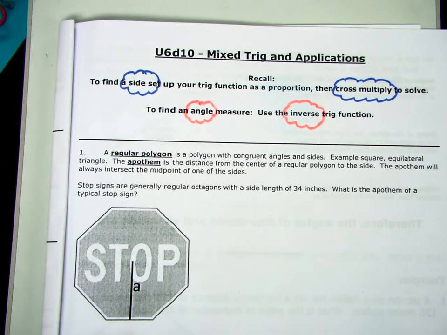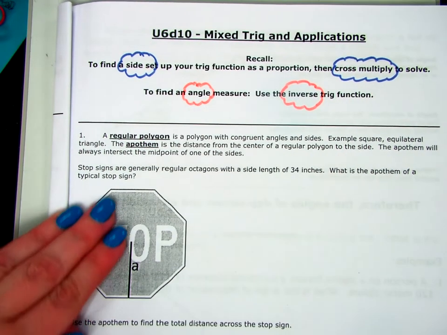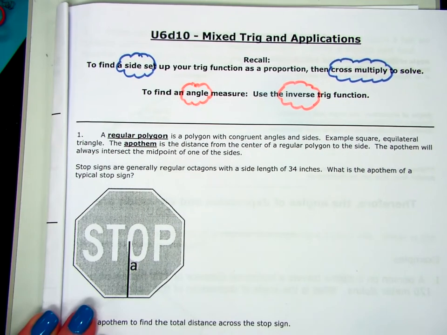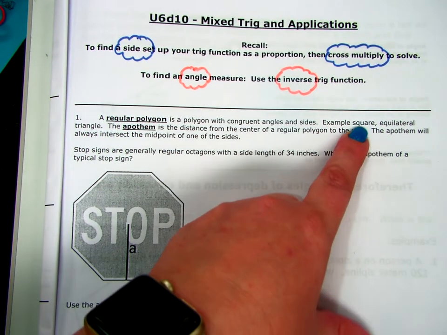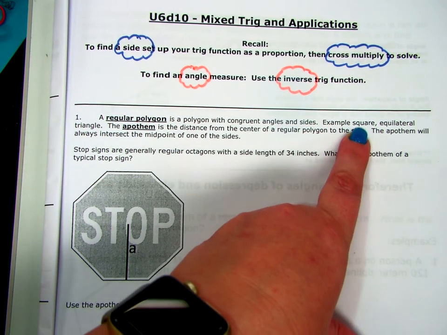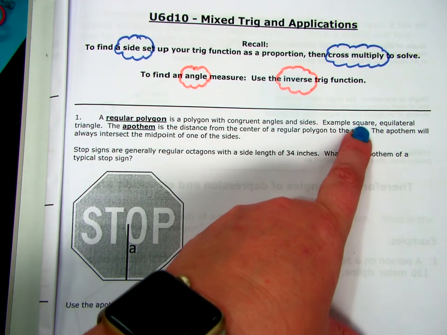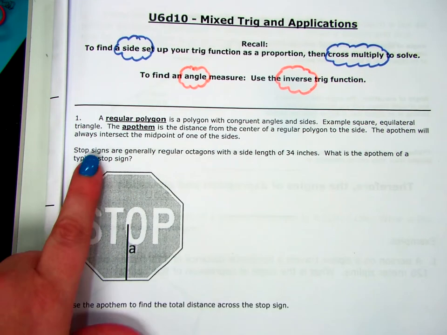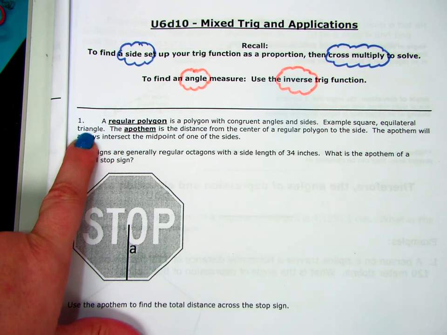The first one is regular polygon, which we may have touched on earlier in the year. But when you see that word regular, it means all the sides are exactly the same length, they're all congruent, and all the angles are also congruent. You know what a square is. All the sides are the same, all the angles are 90. That's a regular polygon. An equilateral triangle, all the sides are the same, all the angles are 60. So that is a regular polygon.